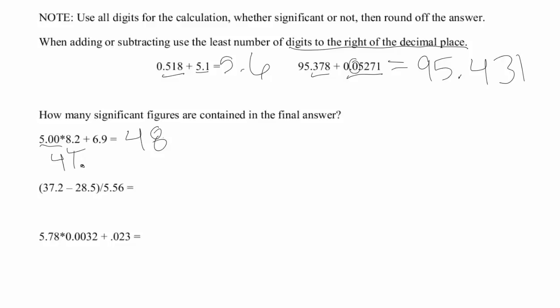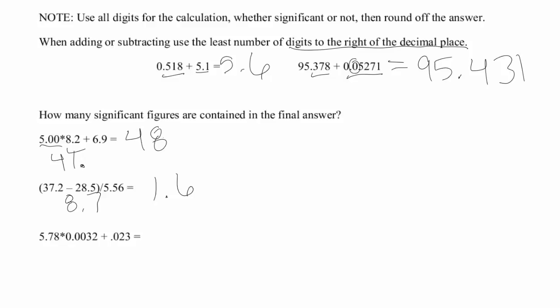In the next problem, we have 37.2 minus 28.5. And when we're subtracting, we want to use the least number of digits to the right of the decimal place again. And they both have 1 digit to the right of the decimal place. This will give us 8.7. And now we're going to take 8.7 and we're going to divide by 5.56. And when we're dividing, we want to use the least number of significant figures. So 8.7 has 2 significant figures and 5.56 has 3 significant figures. So our final answer should contain 2 significant figures. This will give us 1.6.